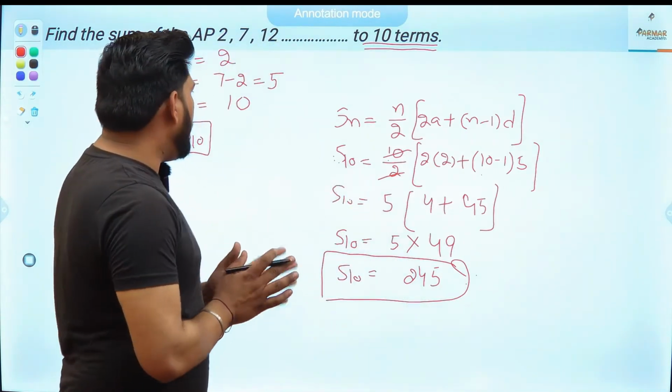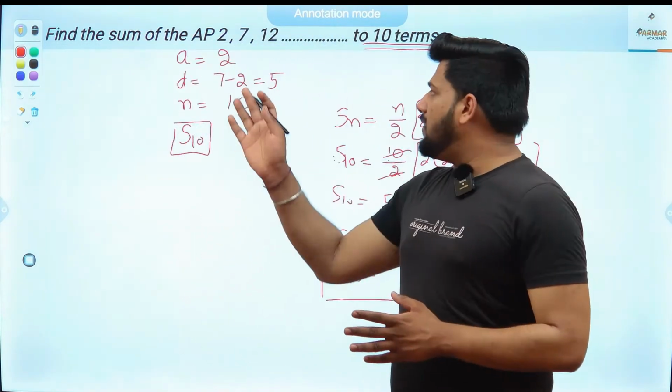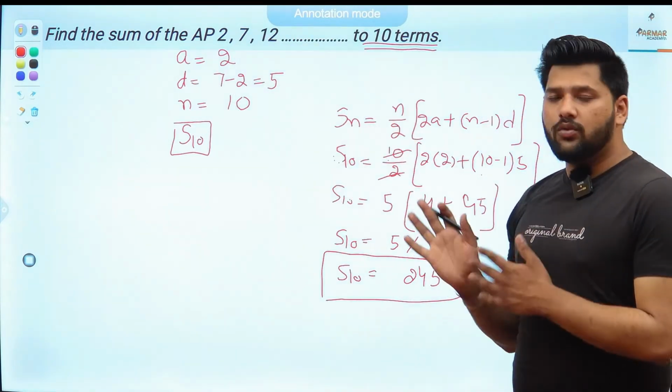Now I will repeat it again. So the AP is given, that is 2, 7, 12 and so on.